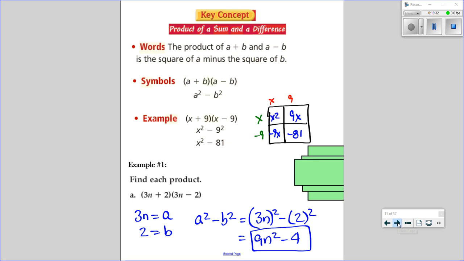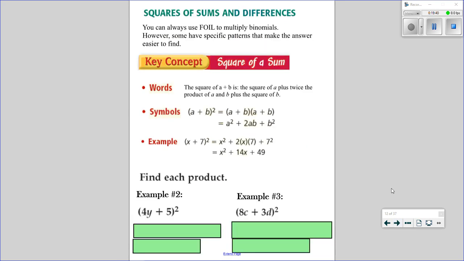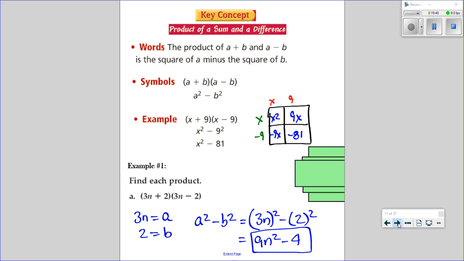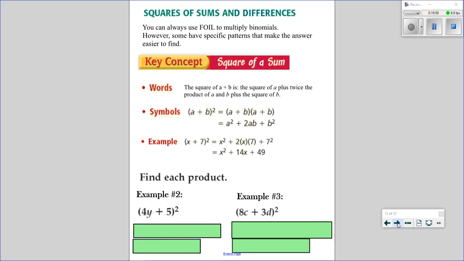Unless there's examples, nope, there isn't. It's taking a while to go on to the next page. All right, the next one is the squares of sums and differences. Let me make sure. The other one was a product. This is the squares of sum and differences. It's a lot to keep track of which one is which, product, squares.